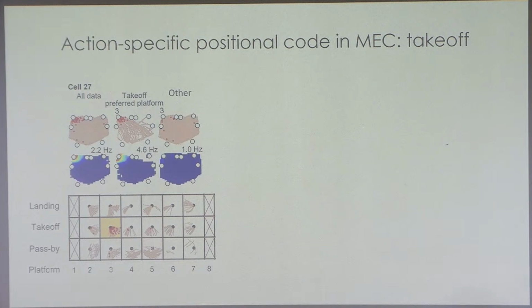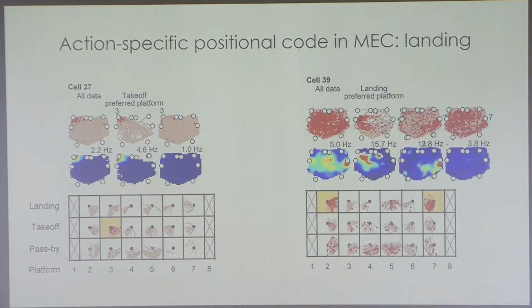There it was landing, but we also get takeoff. Here's another example where a cell is firing next to platform 3, but only in takeoff, not in landing, and not when it's passively flying by the same location. Here is another example where you have two preferred platforms, both in landing, and you can see different maps. And also you can see that this signal is kind of overlaid in this example on other firing.